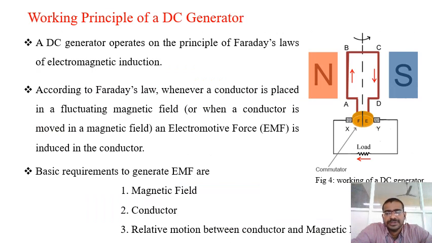Coming to the working principle, DC generators work on the principle of Faraday's law of electromagnetic induction. Faraday's law of electromagnetic induction states that whenever a conductor cuts the magnetic field, or whenever a conductor is placed in a fluctuating magnetic field, an EMF is induced in that conductor.